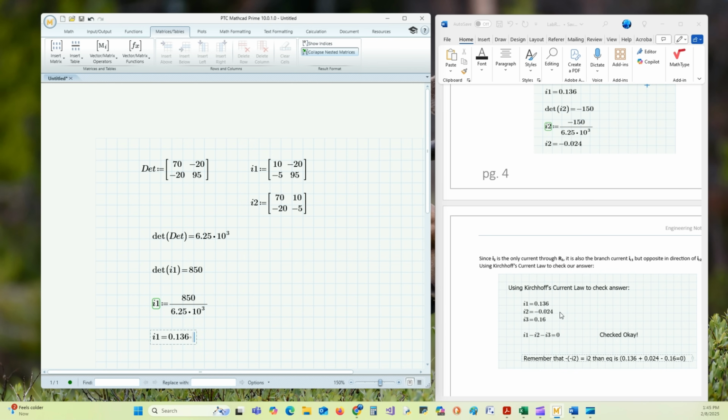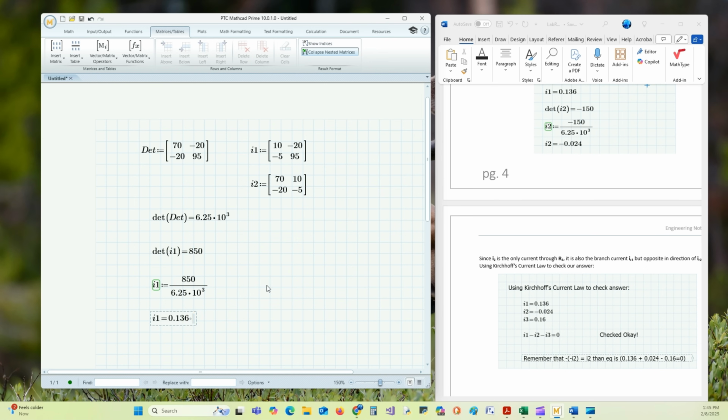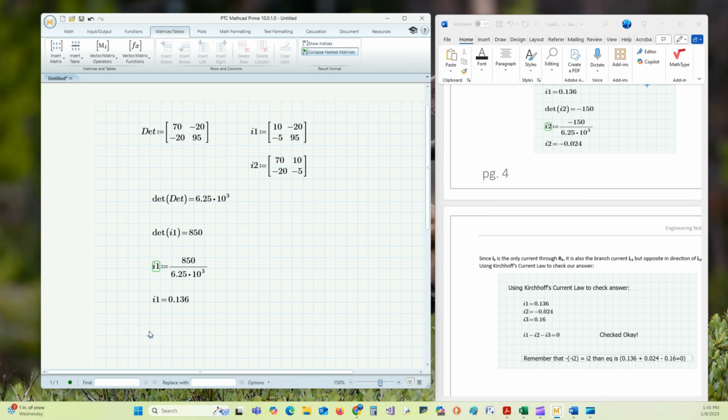I2 is a negative 0.024 because of opposing currents. If you think you can do that, finish that, go right ahead. And if you have any trouble, you can email me or ask me a question, and I'll help you construct the rest of it. That's it. Now for the QUCS.